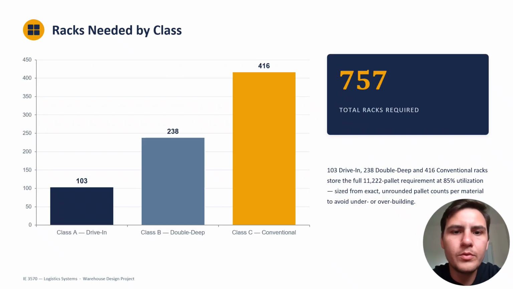Now we go to racks needed by class. The capacity requirements translate into 757 total racks: 103 drive-in racks for Class A, 238 double deep racks for Class B, and 416 conventional racks for Class C. Sized from exact pallet counts, so we don't under or overbuild.